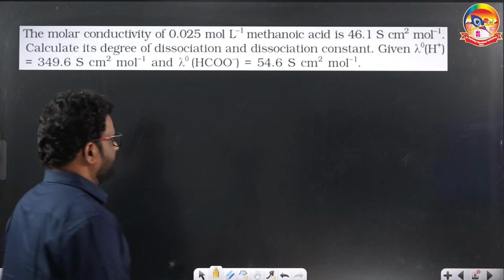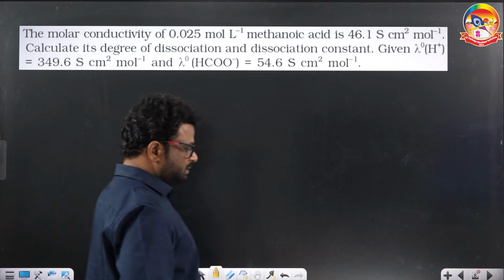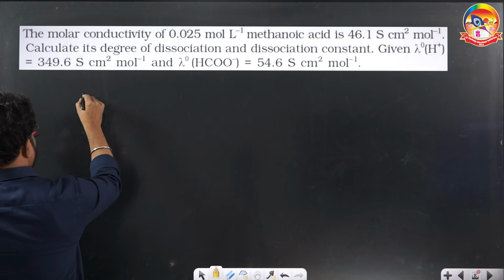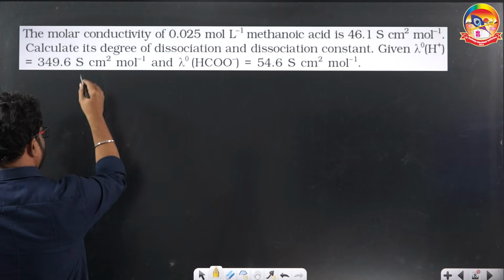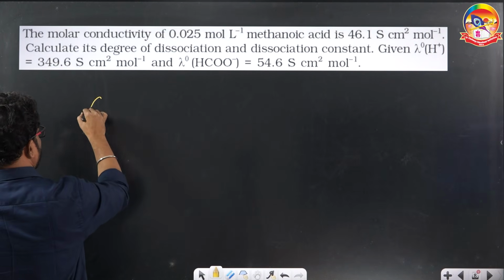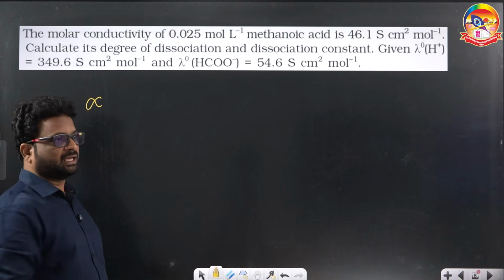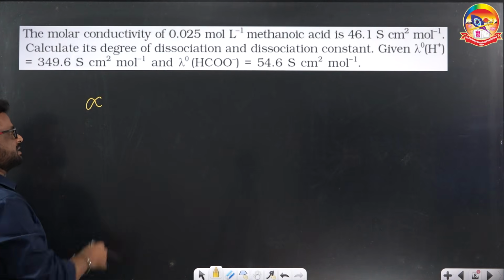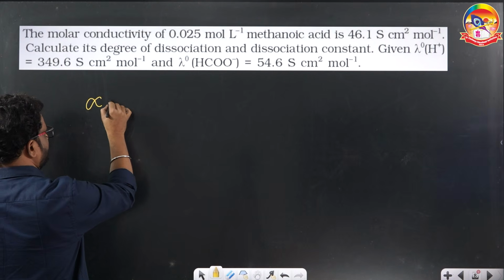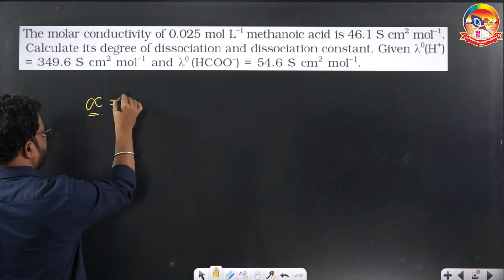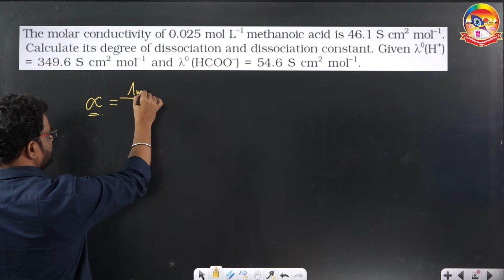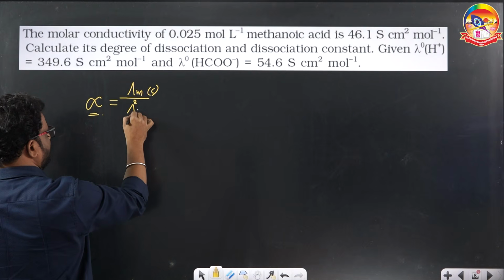Next, we see another example, another application of Kohlrausch law. According to Kohlrausch law, for a weak electrolyte, we can derive an expression for degree of dissociation of a weak electrolyte. That is, number of moles dissociated out of 1 mole at a given concentration, alpha. We can prove that degree of dissociation of a weak electrolyte is equal to lambda m for the given concentration C by lambda naught m.